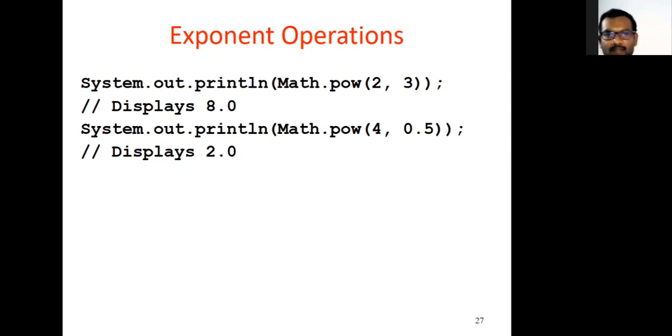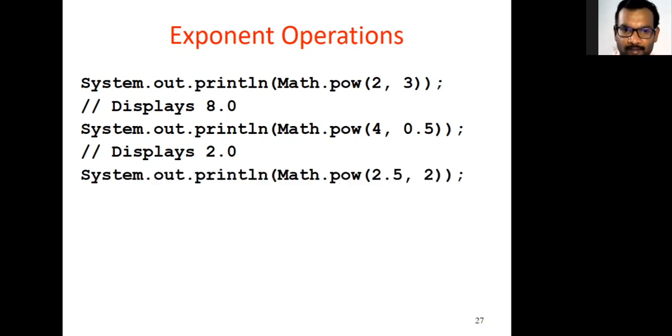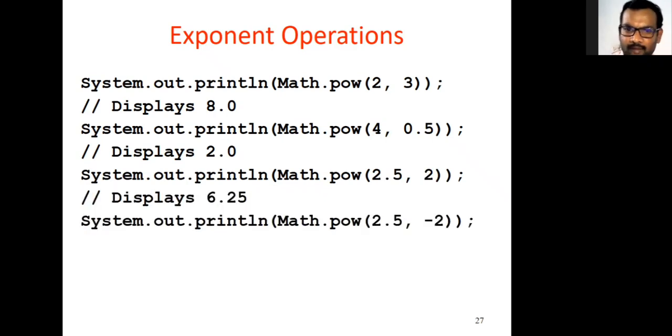And if you observe, we are not getting integer values, instead we are getting decimal numbers. That means the power function's return type is the double value. 2.5 power 2, that means square, is 6.25. Similarly, 2.5 power minus 2 is 0.16. These are the exponential operations by using the pow function available in the Math class.